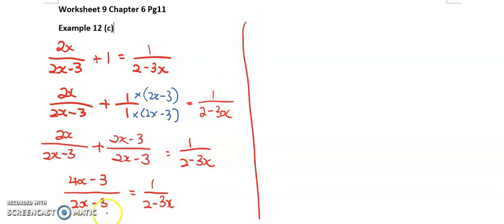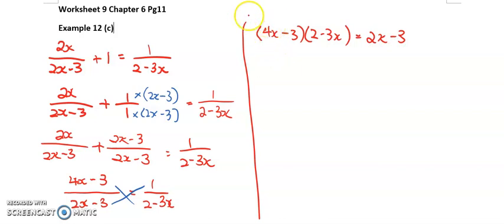So from this step, alright, once we have arrived at the step where we have one fraction on each side of the equation, okay, what you can do here is a cross multiplication. So it becomes 4x minus 3 multiplied by 2 minus 3x equals to 2x minus 3. Okay, so you can expand out. Alright, remember the objective here, we need to find the value of x. So we got to simplify before we can solve. Okay, so we do an expansion.